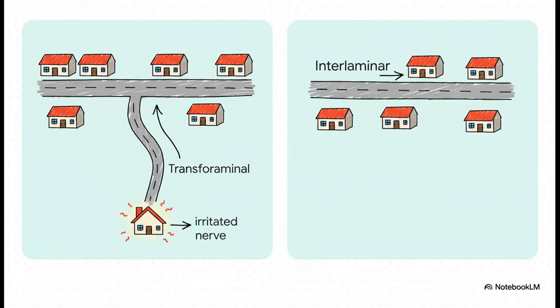Okay, so imagine your spine is a neighborhood. A transforaminal injection, that's like taking a very specific side street to get directly to one single house. That's your irritated nerve. The interlaminar injection, on the other hand, is more like the main road. It's designed to serve the entire neighborhood, delivering that medication to a broader area.